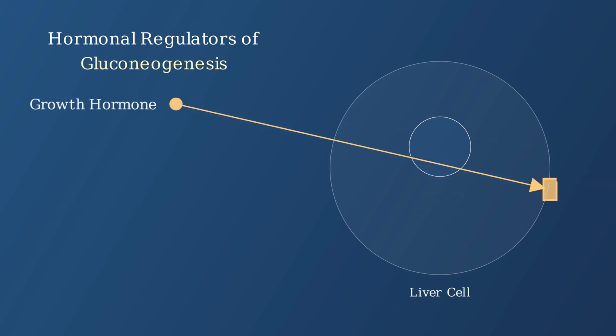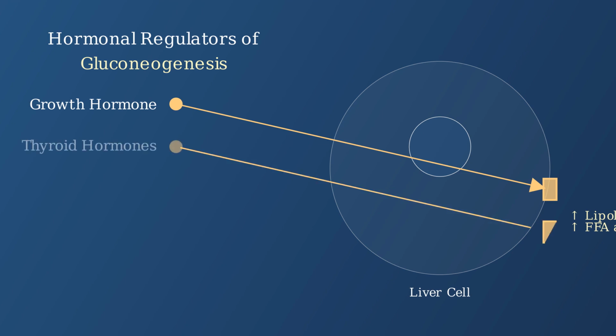Growth hormone plays a key role in promoting gluconeogenesis during fasting and growth phases. It increases lipolysis, providing fatty acids as an alternative fuel source, which spares glucose and provides glycerol for gluconeogenesis. Additionally, it directly enhances the activity of gluconeogenic enzymes. Thyroid hormones, particularly T3, stimulate overall metabolic rate, including gluconeogenesis. They increase the transcription of key gluconeogenic enzymes and enhance mitochondrial function, which supports the energy requirements for gluconeogenesis.